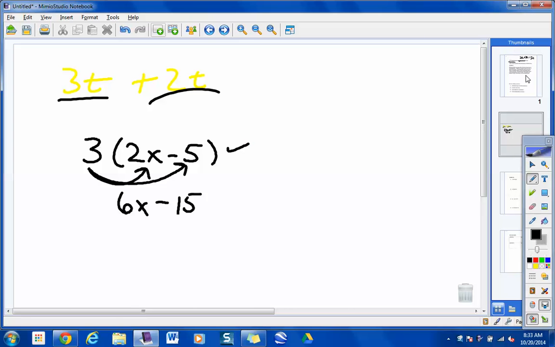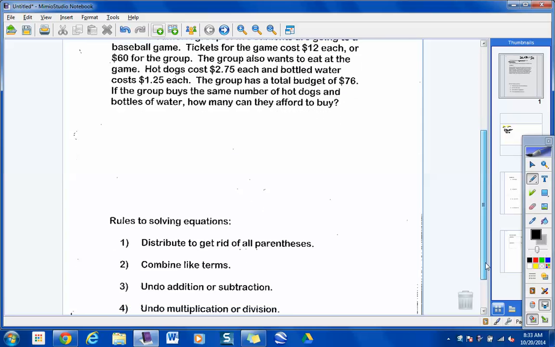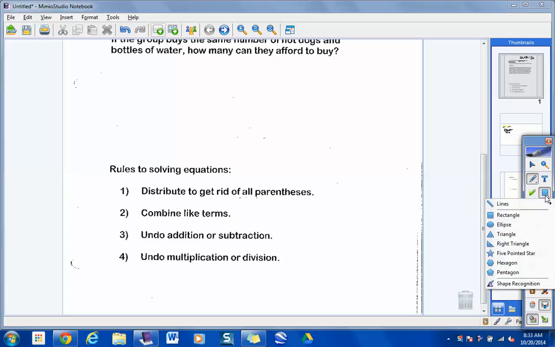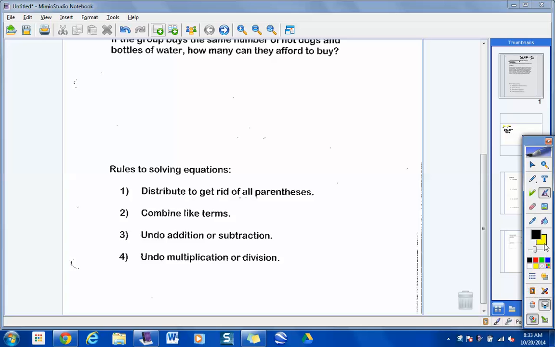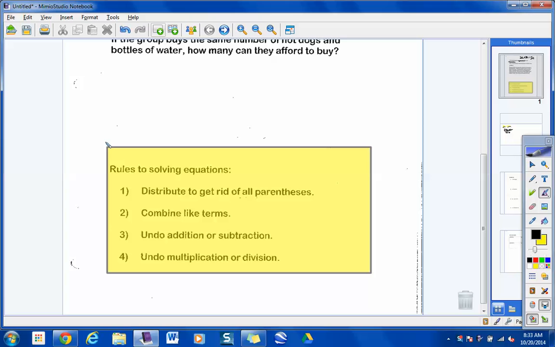I think 2 things I want to point out. Before I start looking at this example that we're going to apply to real life, I want you to jump down here to the bottom. And I want you to highlight these rules down here, or refer to them. These rules are going to be really important to follow, okay? This is going to be the big idea for the day, so you're going to want to refer to this part down here at the bottom an awful lot today. So we'll talk about rules to solving equations here in a second.